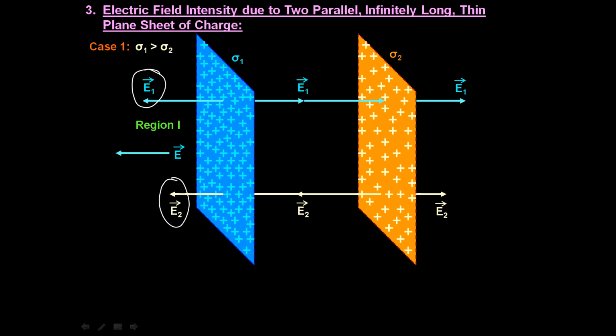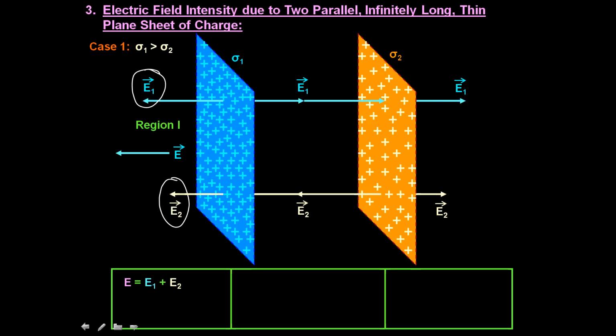E1 will be equal to what? Sigma 1 by 2 epsilon 0. E2 will be sigma 2 by 2 epsilon 0. So total electric field can be written as sigma 1 plus sigma 2 by 2 epsilon 0. Hope it is very clear, just because E1 and E2 are acting along the same direction.